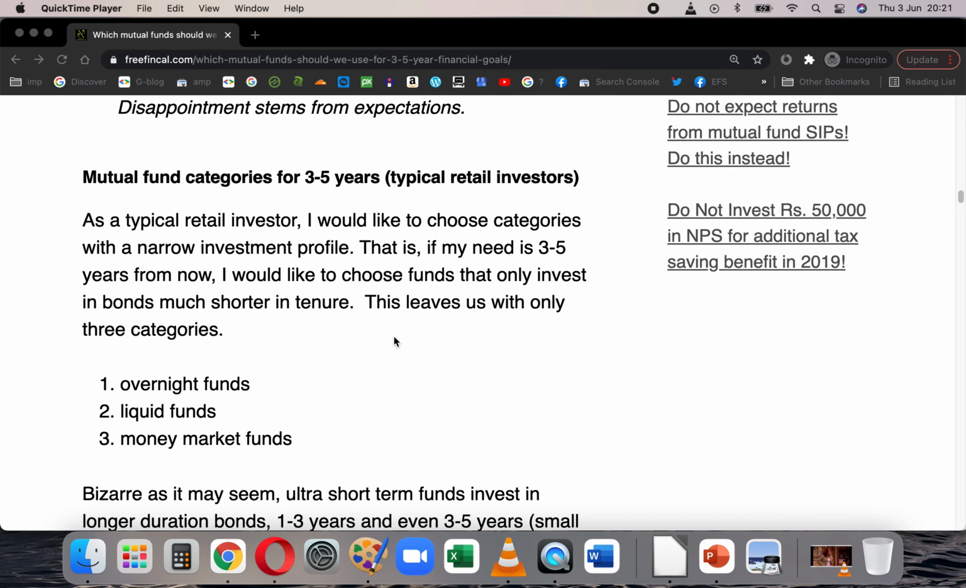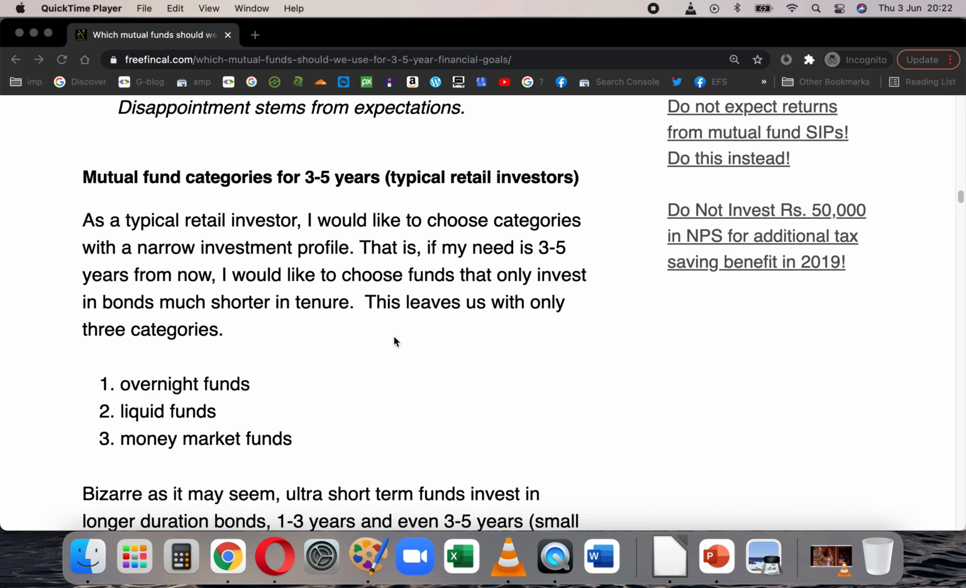Now, for typical investors who don't have the time or inclination to dig deeper, the only categories that have a very narrow investment profile are suitable. That means typically all the funds in the category will have the same good credit rating, and the average maturity of the portfolio will not vary too much from one fund to another in the category. So these are overnight funds, liquid funds, and money market funds. Overnight funds are basically for corporate institutional investors.